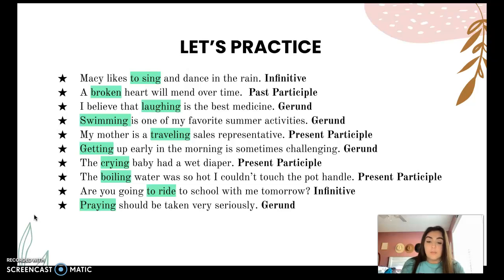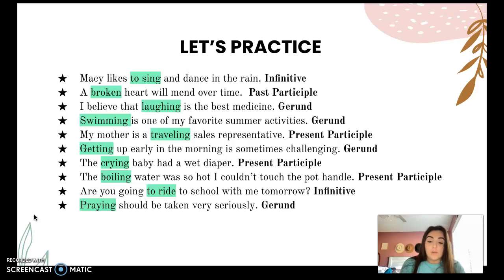Getting up early in the morning is sometimes challenging. I totally relate to this one. Getting functions as a gerund because it is functioning as a noun and it's not describing anything. The crying baby had a wet diaper. You should have highlighted crying, and crying is describing baby. It is a present participle because it ends in ing and it's in the present tense.